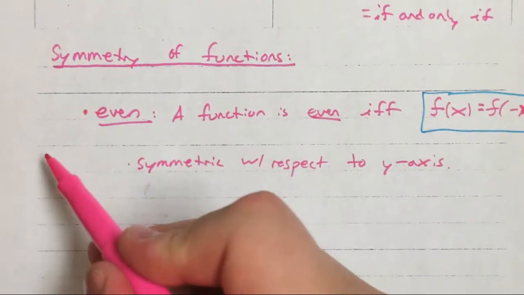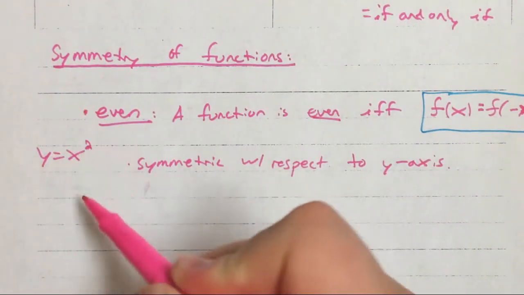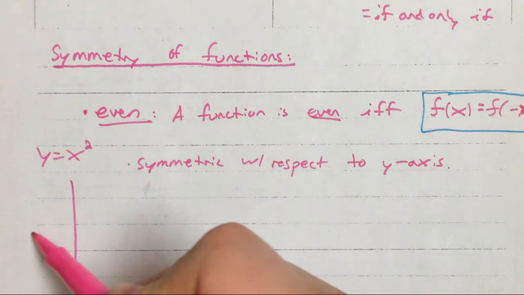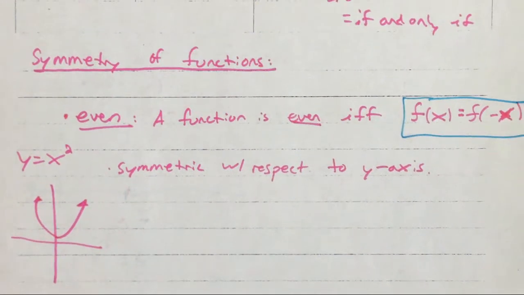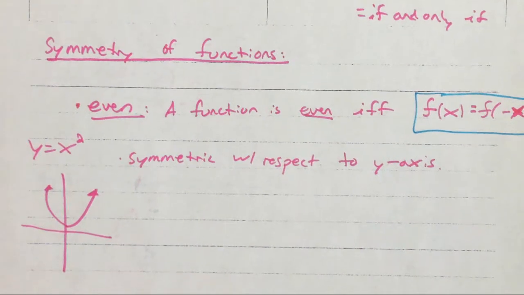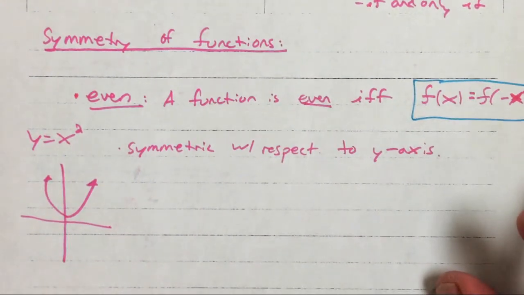And a good example of an even function would be y equals x squared, which you can remember because 2 is an even number. So y equals x squared looks like a parabola, and that's symmetric with respect to the y-axis. You know, flip it sideways and end up with the same thing.